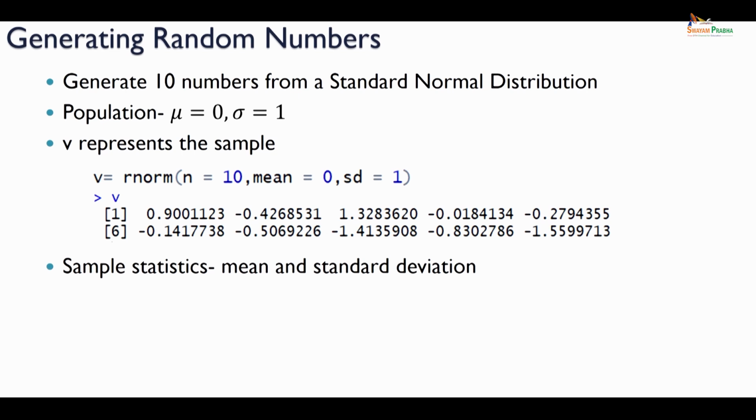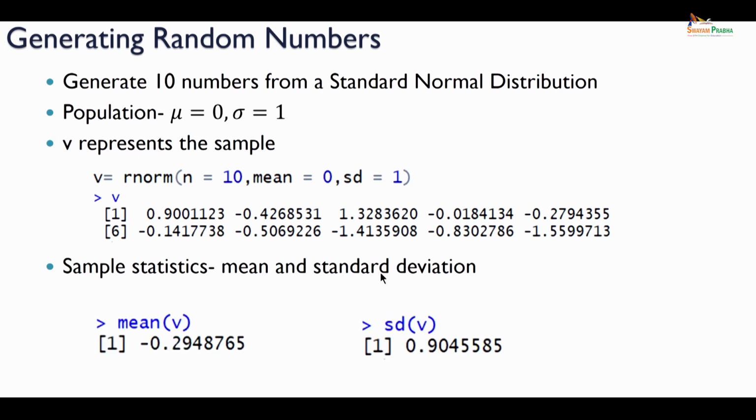Let us look at the sample statistics, which is the mean and the standard deviation of the sample V. If you compute the mean, you get minus 0.29, which we can round off to minus 0.3, and the standard deviation of the sample V is 0.9. The population mean is 0, but the sample mean is minus 0.3. This is slightly away from the population mean, and that is because we have generated only 10 numbers. Let us see, instead of 10 numbers, if we generate 100 numbers, whether the sample mean comes closer to the population mean.